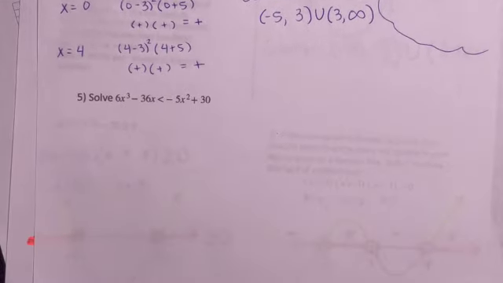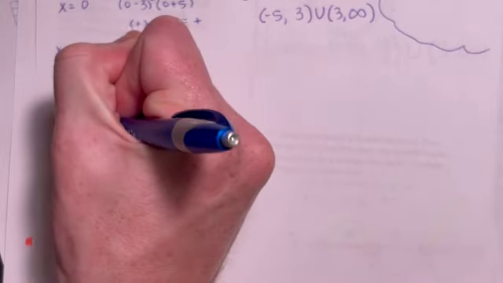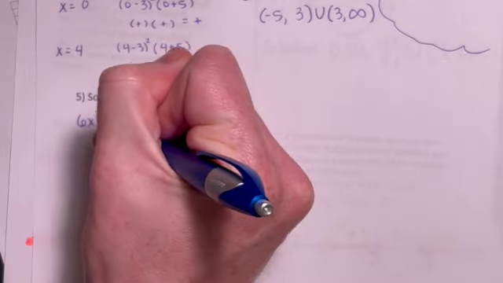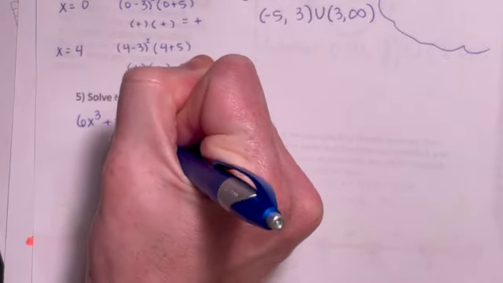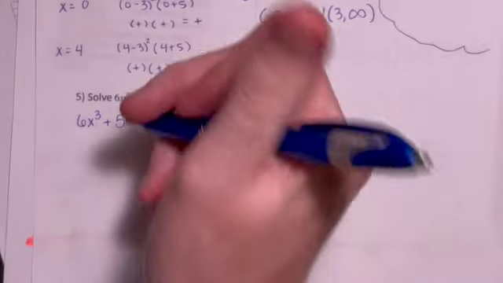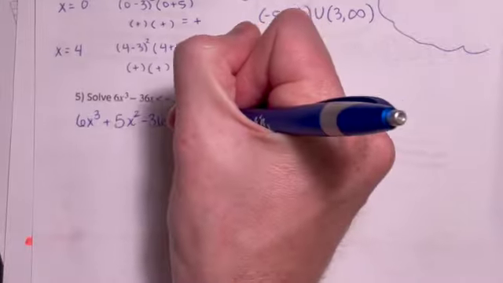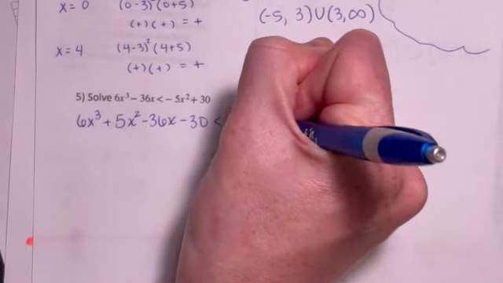And lastly, we have number 5 here. So 6x cubed minus 36x is less than -5x squared plus 30. With this, it's not already in factored form. But we have this cubic inequality, so we first need to get it set equal to 0. And I'm going to do that by moving everything to the left. So that would mean moving my 5x squared term over to the left. We already have minus 36x on the left, and then also moving my 30 over to the left, so minus 30 is now less than 0.